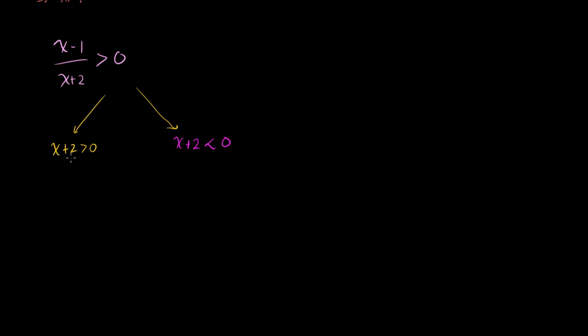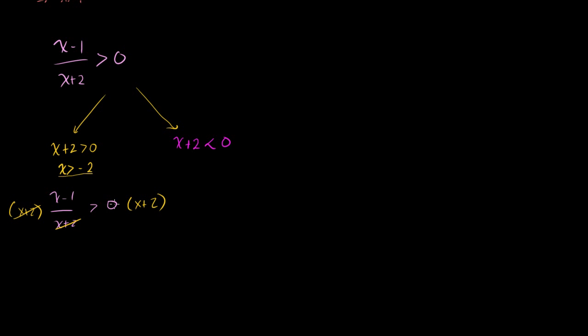So if x plus 2 is greater than 0, that means that x is greater than minus 2, right? We can just subtract 2 from both sides of this equation. So if x is greater than minus 2, then x plus 2 is greater than 0. And then we can multiply both sides of this equation times x plus 2. So you have x minus 1 over x plus 2 greater than 0. I'm going to multiply both sides by x plus 2, which I'm assuming is positive because x is greater than minus 2.